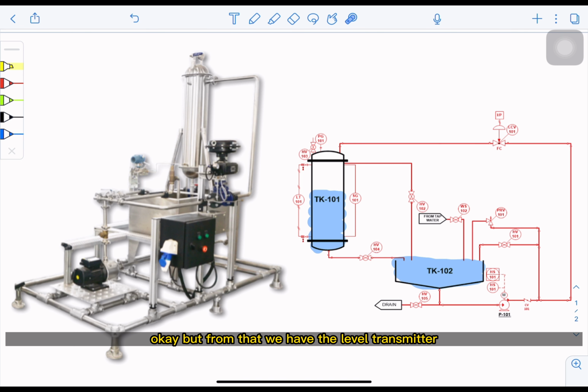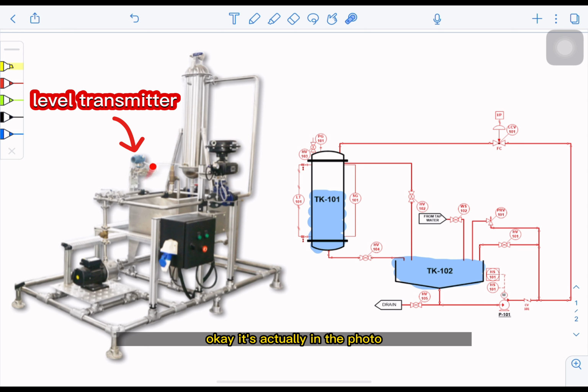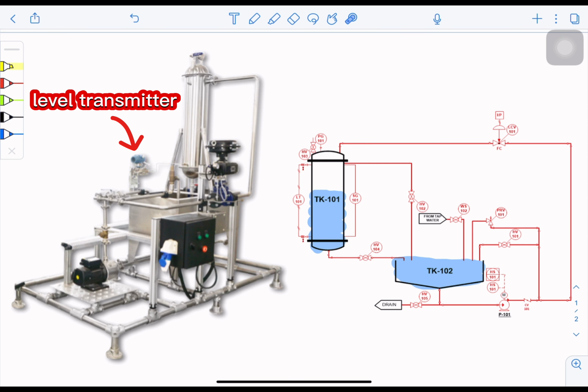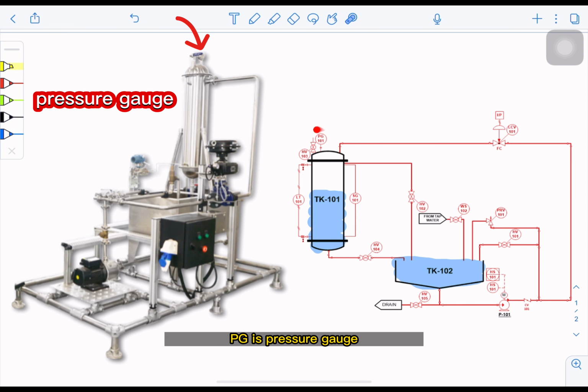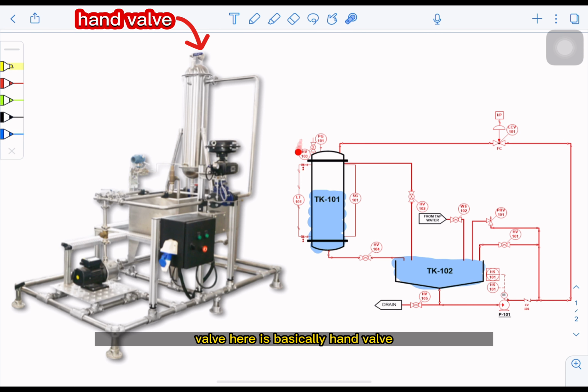Okay, apart from that, we have the level transmitter. So this one is the level transmitter. Okay, in the photo it is this one, level transmitter. LT means level transmitter. PG is pressure gauge. So here we have a pressure gauge. HV is hand valve. So you can see the blue valve here is basically a hand valve.